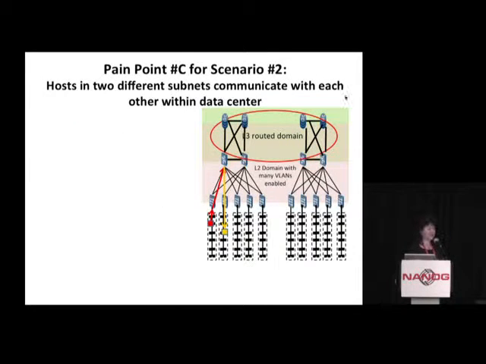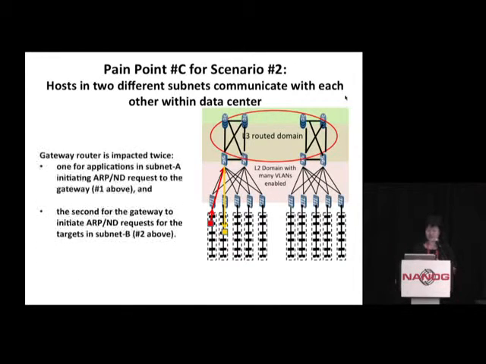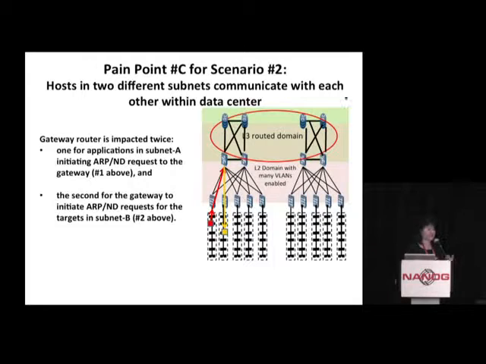The third scenario is when you have two distinct subnets under the L2/L3 gateway. This one combines the problems of the first two scenarios we just mentioned. Basically, from the originating subnet, they need to send ARP and ND requests. And for the destination target subnet, the gateway router has to initiate ARP or ND requests to the target. So this is not only CPU intensive and buffer intensive, but there's twice the amount of work.